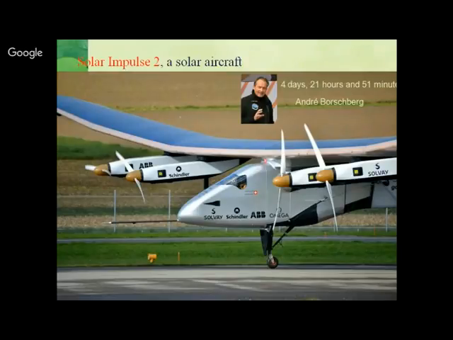Did you hear about this? News में भी अभी recently आया था. So Andre was driving this plane, and it was for 4 days 21 hours and 51 minutes. That is the longest drive which they have done with this solar aircraft. Okay, fully powered with solar. So they have achieved 4 days 21 hours and 51 minutes continuous drive with this. So this is one of the achievements in solar.